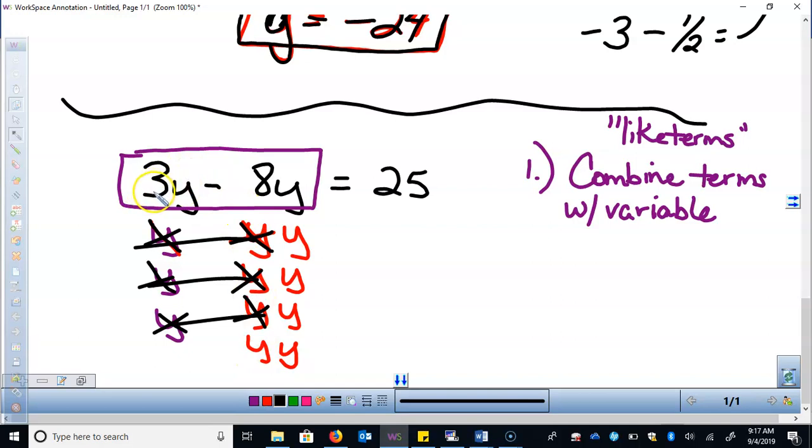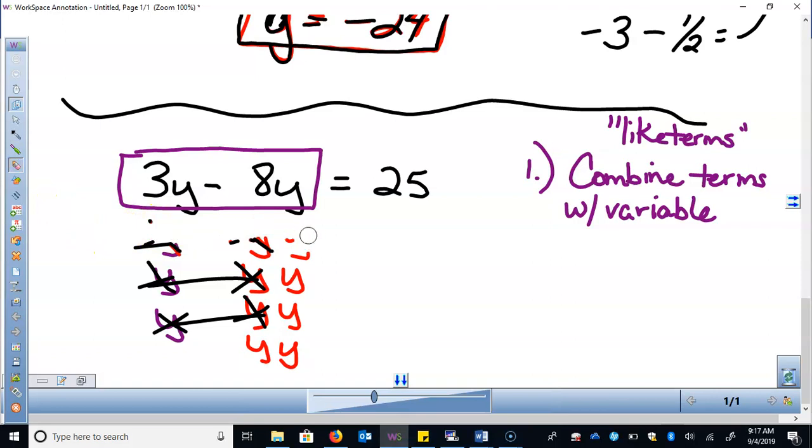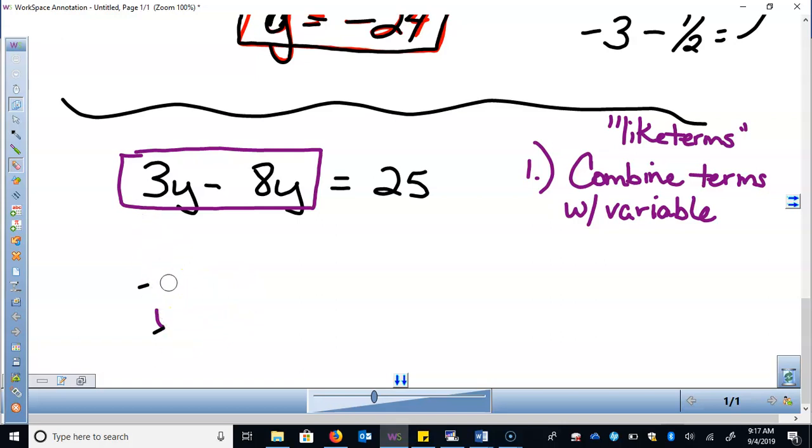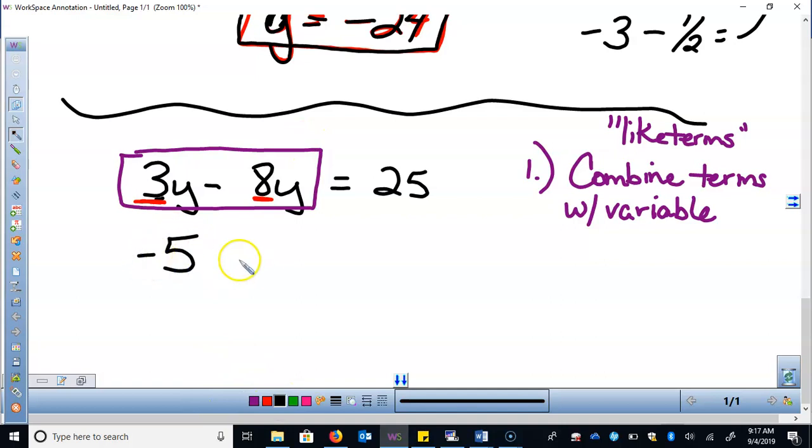Now take a look at the problem. 3y minus 8y. What did we do to get negative 5? If you said that we just take the coefficients and subtract them, you're correct. So we have 3 minus 8 to get negative 5, and the y falls behind. So we have negative 5 groups of y. So we lost 5 yo-yos or whatever y stands for. The rest falls down. That's our step 1, just to combine those two like terms.